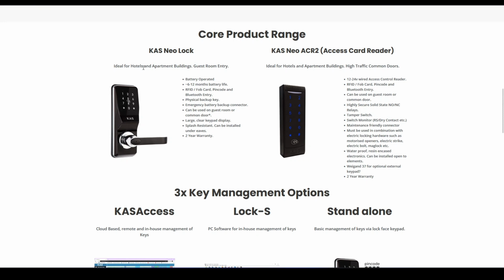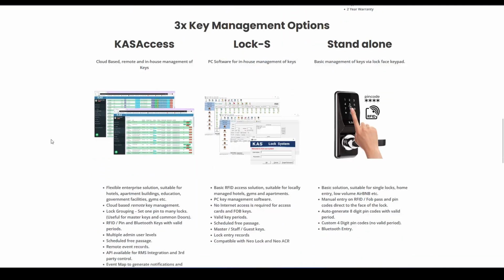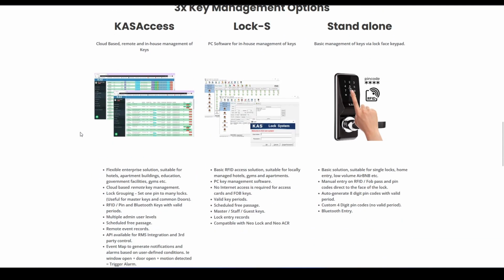And let's have a look. Ideal for hotels and apartment buildings, guest room entry. So RFID, fob card, PIN code, and Bluetooth entry. Physical backup key, and emergency battery backup, and so on. Now there are 3 key management options available for this door lock. There's CAS Access, the Lock S, and the Standalone.